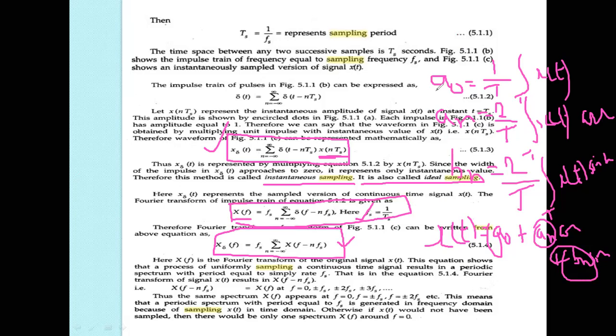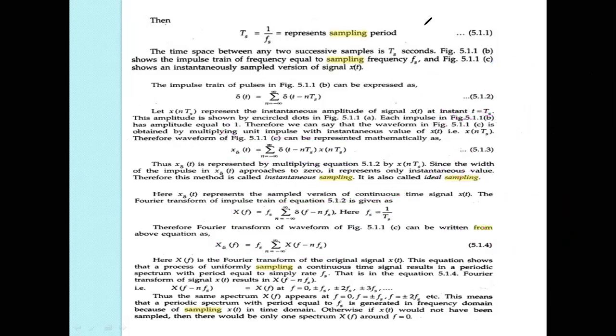How can we find the coefficients? a naught is equal to 1 by T into the integral of something, an is equal to 2 by T, the integral of x of t into the cosine function, and bn is equal to 2 by T into x of t times the sine function. We know all these functions in the trigonometric Fourier series.